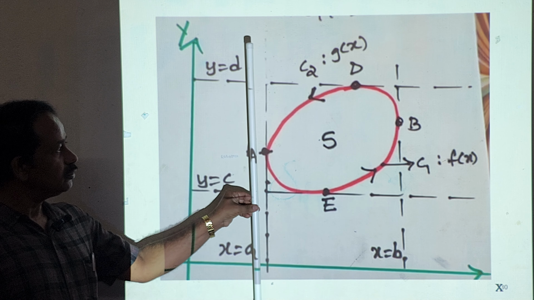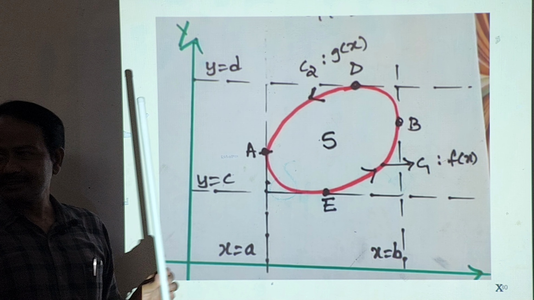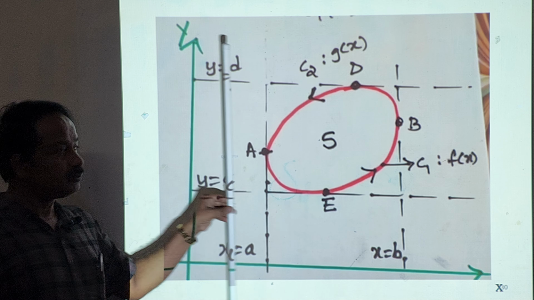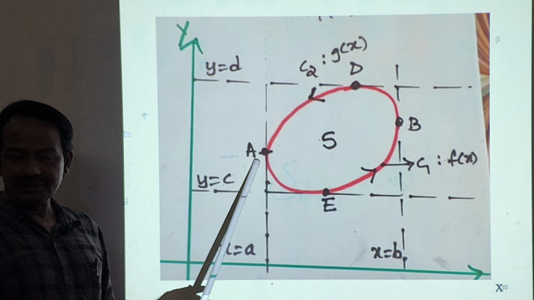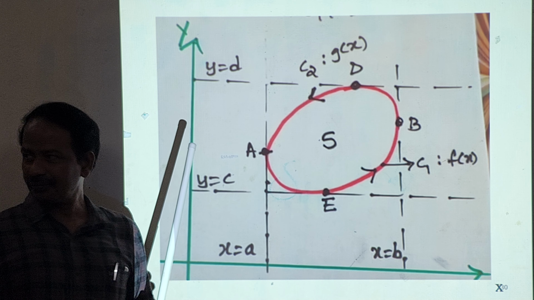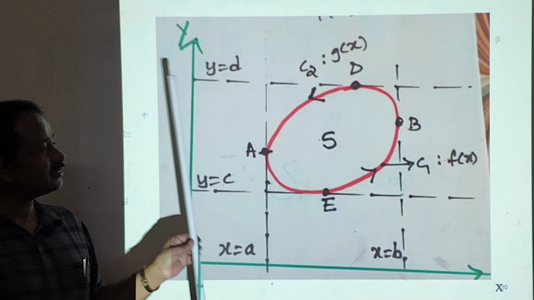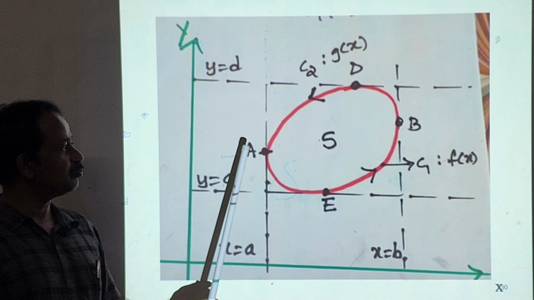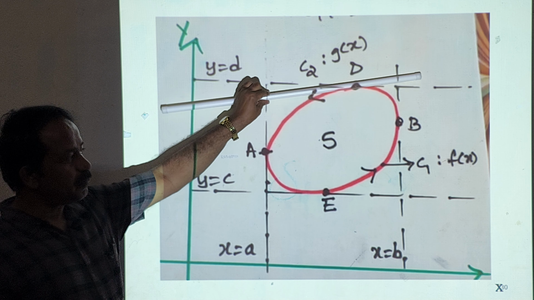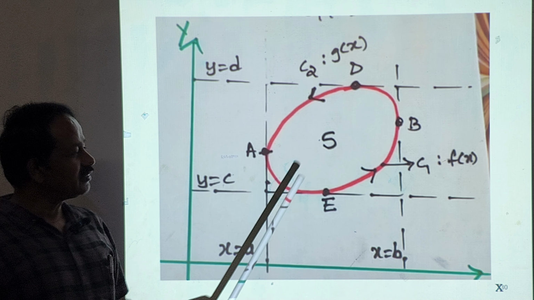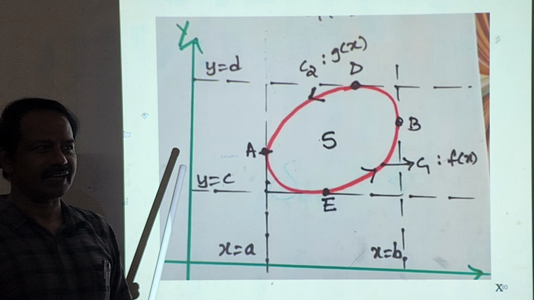Now you are going to draw two lines parallel to the y-axis. These parallel lines cut the curve at points A and B. Similarly, we are going to draw two lines parallel to the x-axis, and they cut the curve at points E and D. So this is the idea.